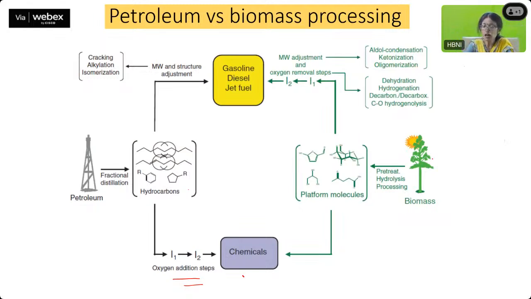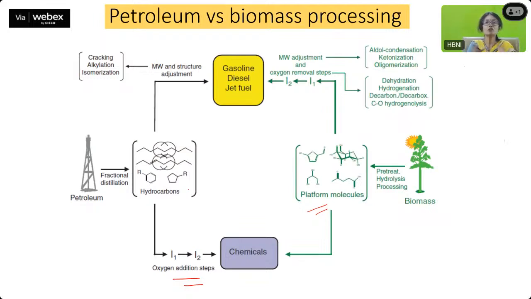Whereas when you have biomass, you have a pre-treatment, hydrolysis or processing, you will get these different platform molecules, and from these platform molecules, you can get your chemicals. If you are doing molecular weight adjustment and oxygen removal steps, for oxygen removal, you have dehydration, hydrogenation, decarbonylation or decarboxylation, hydrogenolysis. For molecular weight adjustment, you have alcohol condensation, ketonization, oligomerization. So with all these processes, ultimately you will get gasoline, diesel or jet fuel.